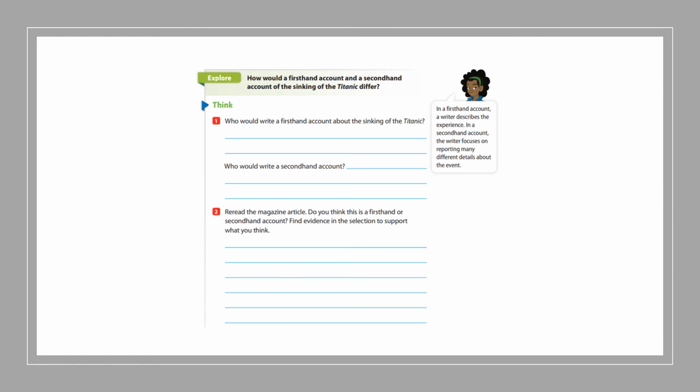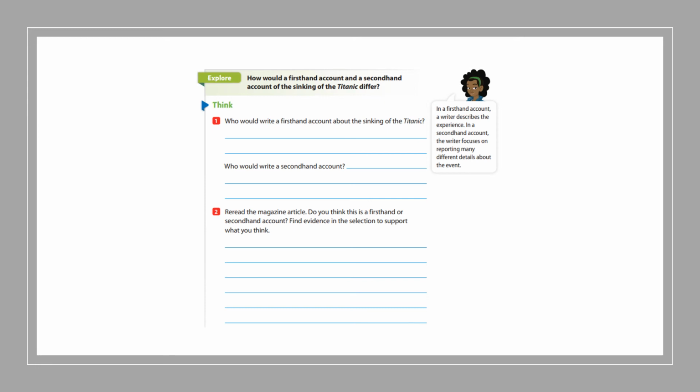The Explorer question says, how would a first-hand account and a second-hand account of the sinking of the Titanic differ? You can use your Venn diagram to help you remember the difference between a first-hand and second-hand account. Question number 1. Who would write a first-hand account about the sinking of the Titanic? I'm going back to my Venn diagram. It says that it's going to be about thoughts and feelings, and the person was there.